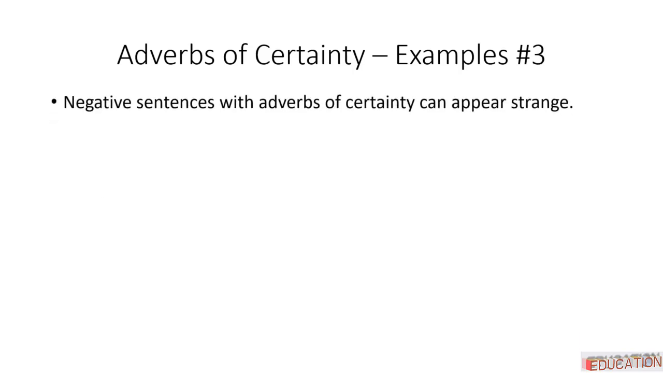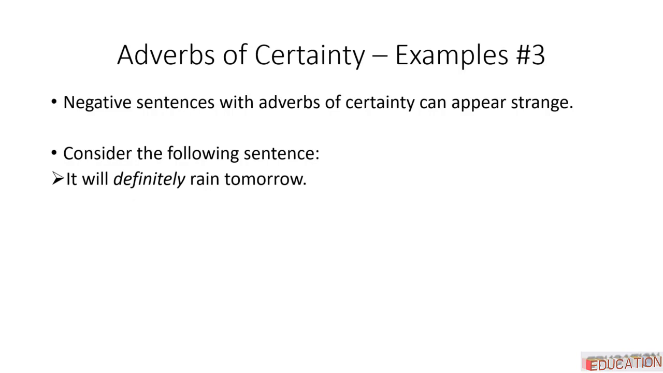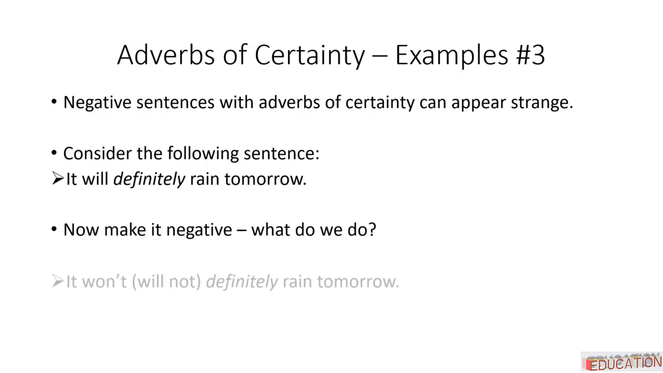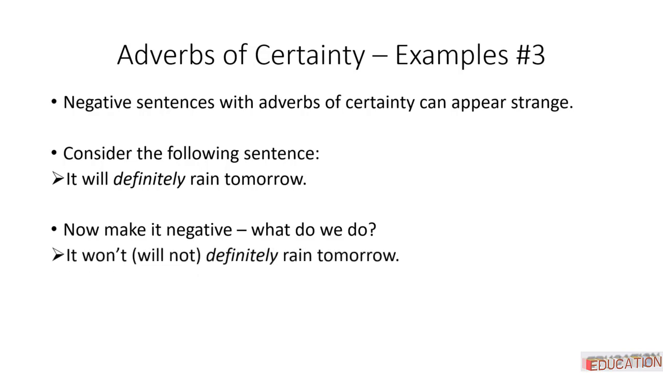If we look at negative sentences with adverbs of certainty, they can seem to look a bit odd or even break the rules, so we'll have a look at this. So if we take the following sentence, it will definitely rain tomorrow. Now we want to make that a negative. So what do we do? It won't definitely rain tomorrow, or it will not definitely rain tomorrow.